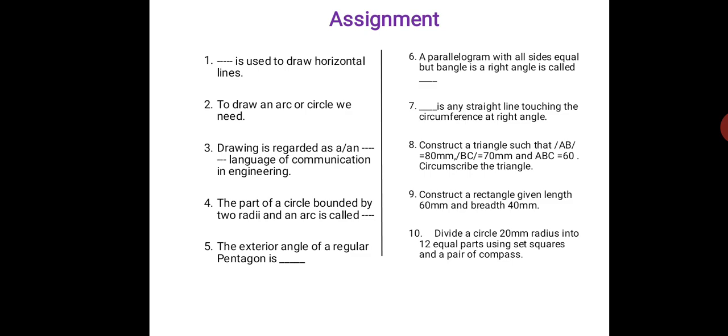Number 9, construct a rectangle giving length 60 millimeter and breadth 40. 10, divide a circle 20 mm radius into 12 equal parts using set square and a pair of compass.